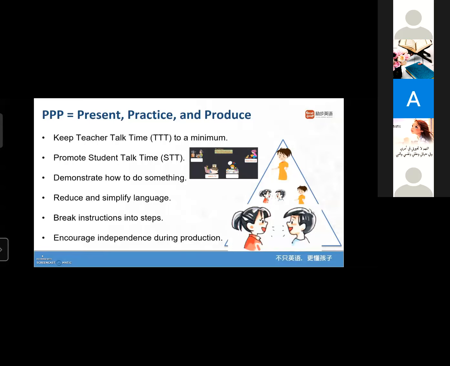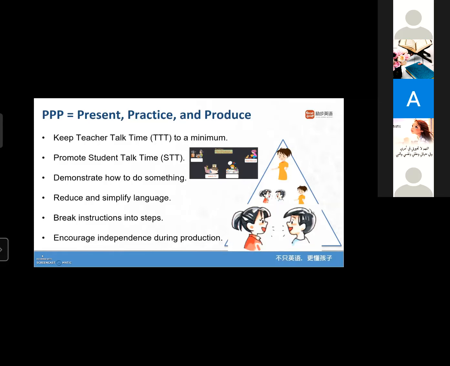We can turn it from a teacher-centered approach and make it more effective, turning it to a more learner-centered approach, if the teacher minimizes the TTT, the teacher talking time, and increases the STT, student talking time. Also, if the teacher demonstrates how to do something, he encourages the learners to practice more, to elicit some examples, to give them more time. Of course, to reduce and simplify the language, not to use complicated language. Break instructions into steps instead of giving a long presentation. He can break it into small parts or chunks to let the students talk as much as they can, as much as possible.